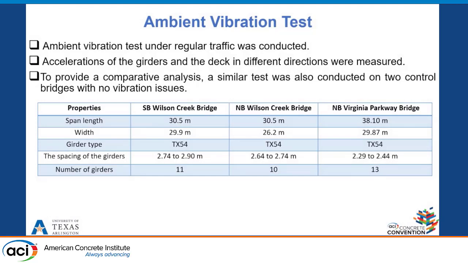An ambient vibration test under regular traffic was conducted on the SH-75 over Wilson Creek southbound bridge to obtain the acceleration of the girders and the deck. To provide a comparative analysis, a similar test was conducted on 2 control bridges with no vibration issue, namely northbound SH-75 over Wilson Creek and northbound SH-75 over Virginia Parkway, bridges in McKinney, Texas. The control bridges are similar to the test bridge since both were made of cast-in-place decks on partial depth concrete panels on TX54 girders.